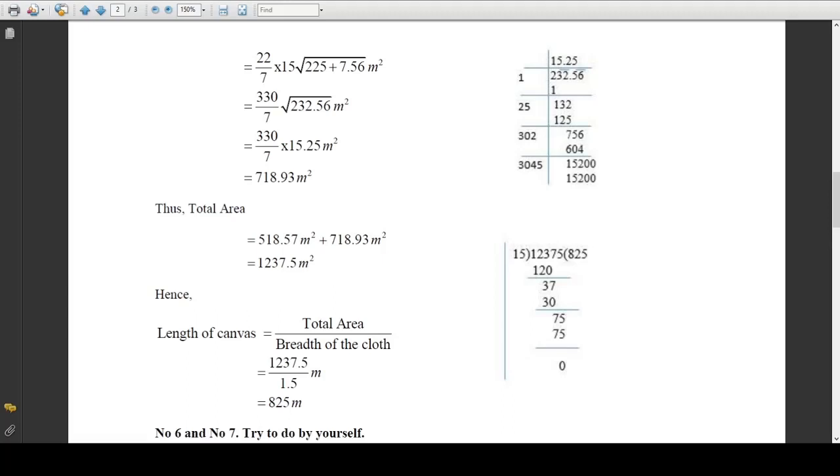Okay, now see here I have done the division for this. Here 1237.5, you have one decimal place, and below also one decimal place. Dividing these two, you'll remove the decimal because both have one decimal place. You'll take 12375 divided by 15. Okay, if you divide by 15, you'll get 825 meter as the length of the canvas.